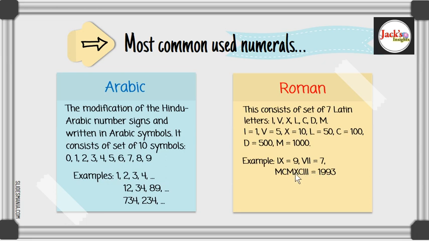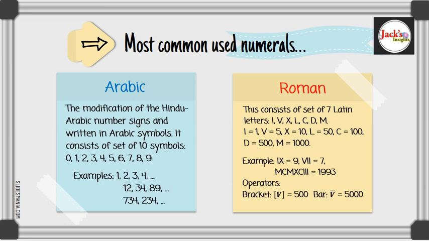And then for 93, we have X and C. X is a lower value compared to C, which is 100. So X is 10, C is 100, then that is 100 minus 10, which is 90. Plus the three I's, that means number 3. So all the numerals represent the number 1993.